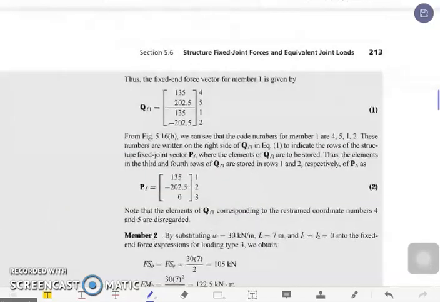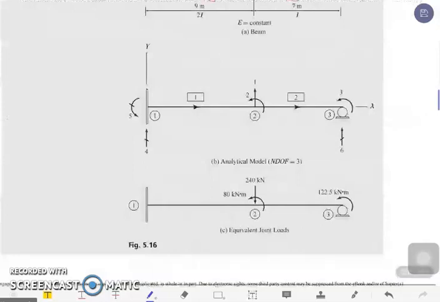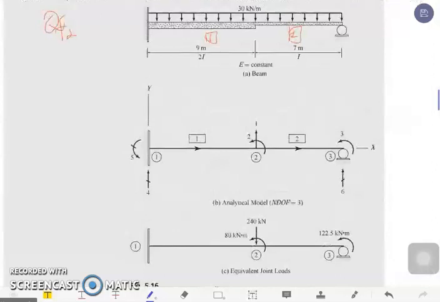And we try to identify our code numbers here for member 1. We have identified here our degrees of freedom and the restraint coordinates for our beam. At member 1, of course, it is fixed, so there is no degrees of freedom. At joint 2, there is a free joint, so you have 2 degrees of freedom, translation along y direction, and rotation. So you have 1 and 2. You have to number first translation followed by rotation. At joint 3, this is a roller, so there is rotation. So you number that as 3.